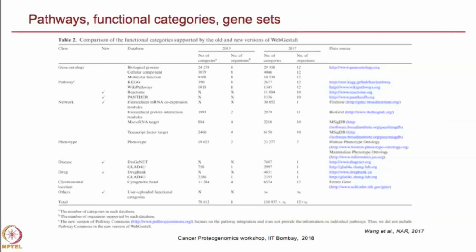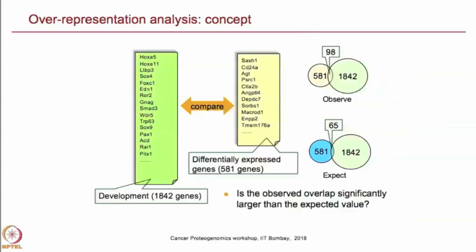In WebGestalt, we have collected a lot of pathways, functional categories, and other types of gene sets. Basically they are from different databases or through some computational analysis. Because it's too small, I don't think you will be able to see it, but maybe you have the lecture note, so you should be able to read it on your computer. It can be separated into different categories, and in total there is a very large number of gene sets that can be used for your analysis.